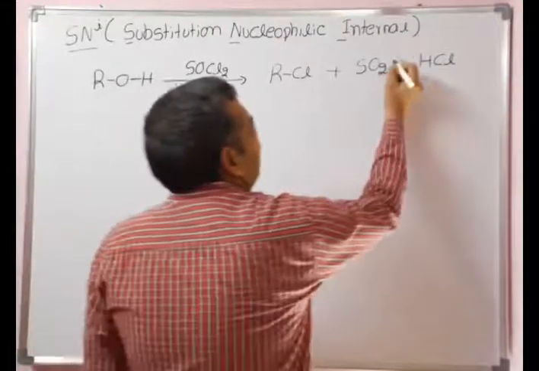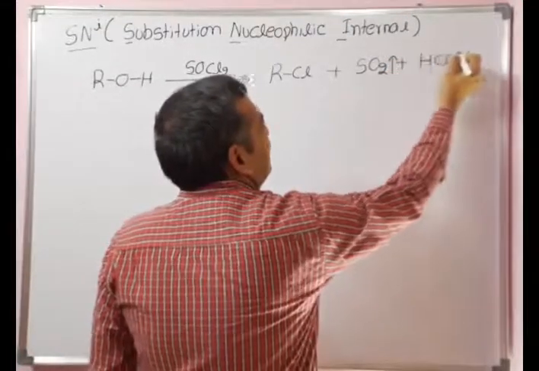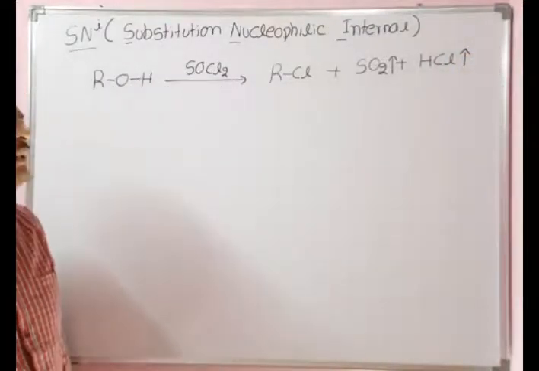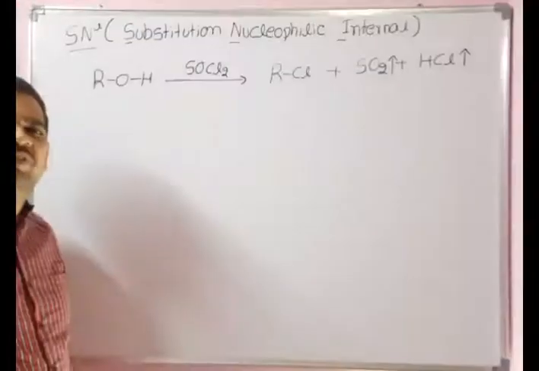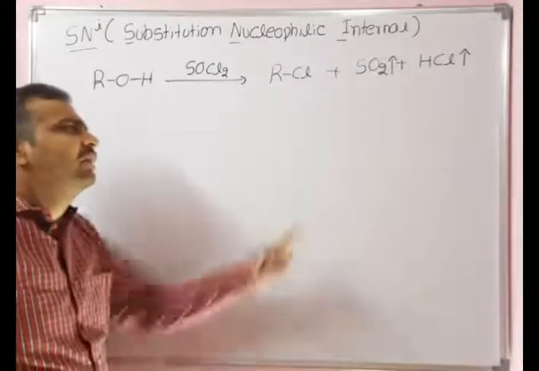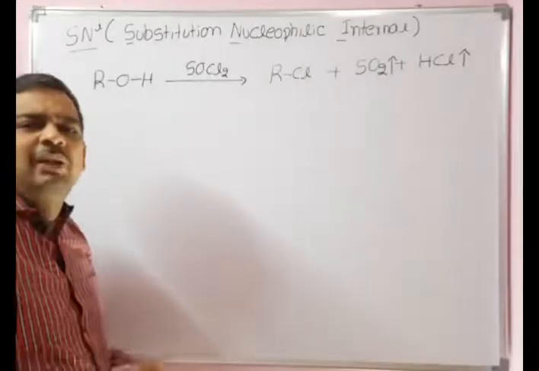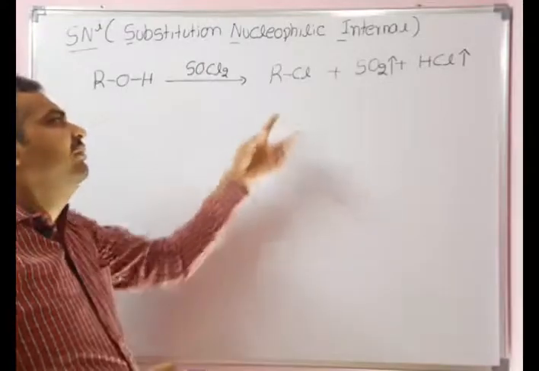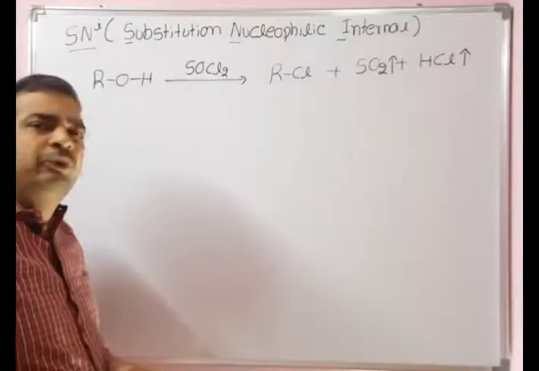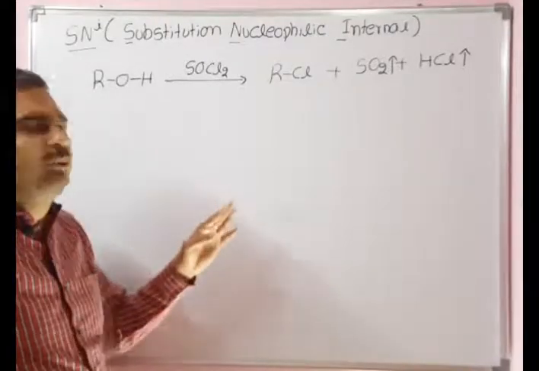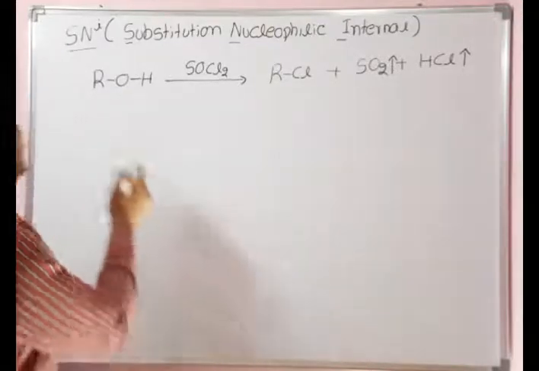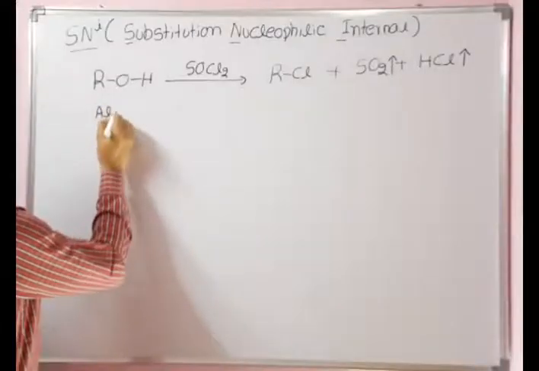The side products that are formed in these reactions are gases. Sulfur dioxide is a gas and hydrochloric acid is also a gas. After completion of the reaction, if we evaporate the reaction mixture at the rotovapor, both gases, sulfur dioxide and hydrochloric acid, will be eliminated into the vacuum. After that, we will get exclusively alkyl halide. We need not purify the reaction in this case. Why? Because the other side products are easily eliminated during the evaporation. So this is an example of SNi reaction.